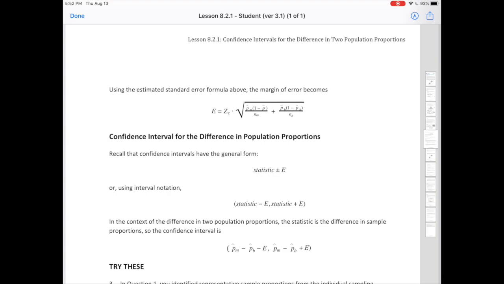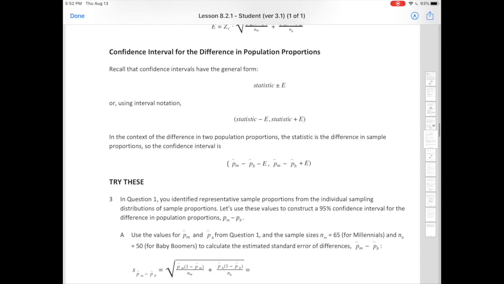Confidence interval for the difference in population proportions. Recall that confidence intervals have the general form statistic plus or minus E, or using interval notation, statistic minus E, statistic plus E. In the context of the difference in two population proportions, the statistic is the difference in sample proportions. So the confidence interval is PM hat minus PB hat minus E, and PM hat minus PB hat plus E. Okay, so this should look familiar to you, right? Because in Module 7, we did this.